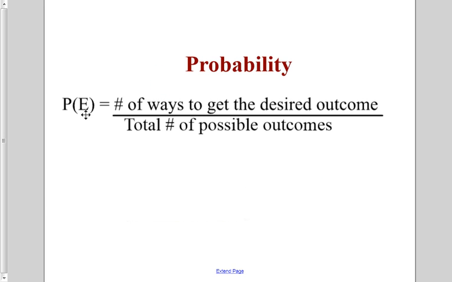What I'm doing here is I'm using essentially this probability formula. The probability of any event E is the number of ways to get the desired outcome divided by the total number of possible outcomes.